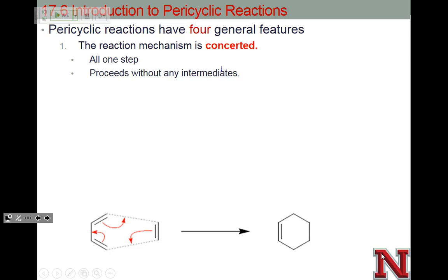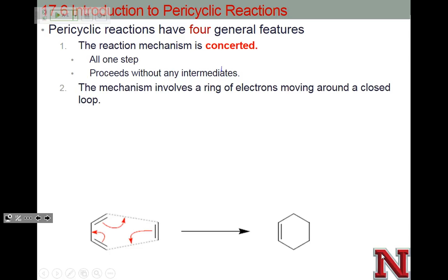This should be the easiest mechanism you do. I don't want to see any intermediates. There's never any intermediates in these reactions. That's specifically one of the main features of these reactions: no intermediates formed. So the reaction happens all at once. It's concerted. The mechanism always involves a ring of electrons moving in a closed loop.